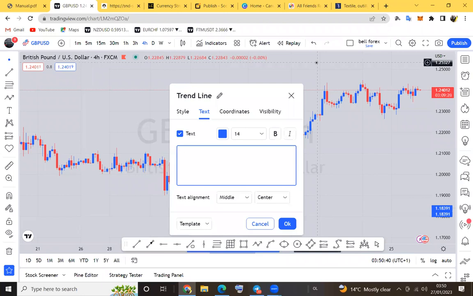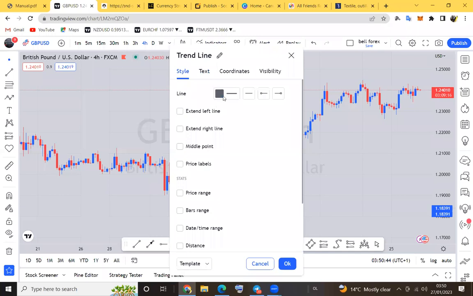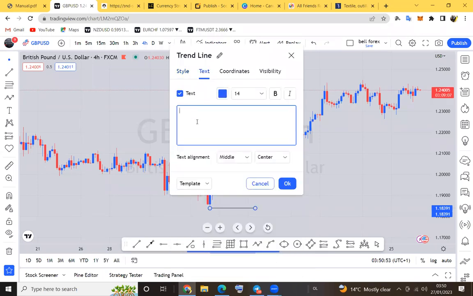When I click on the option toolbox, you will see style. The style is the way you want the line to show. So about the line, forget about the style. Now, text. Do you want any text on that line that you have created? Maybe you want the name to be a higher low. You put HL, abbreviation of higher low.